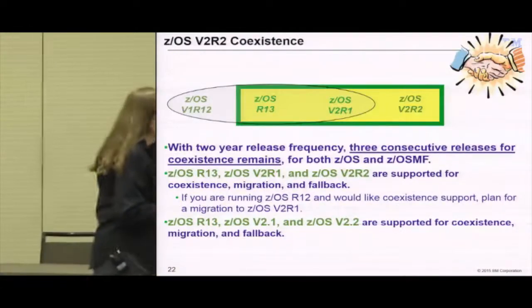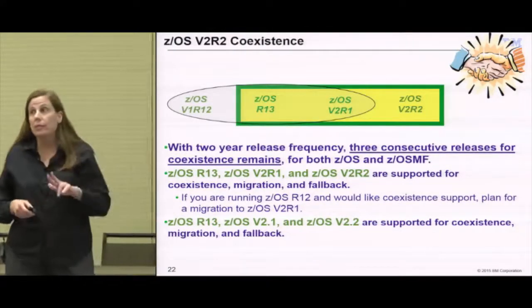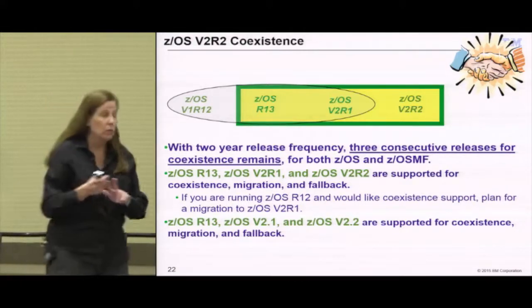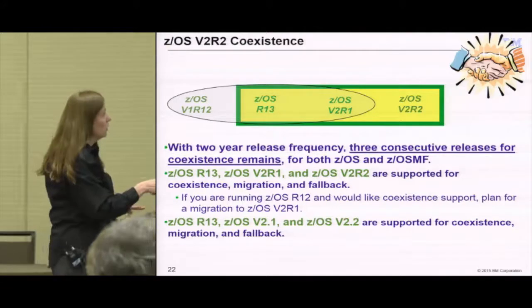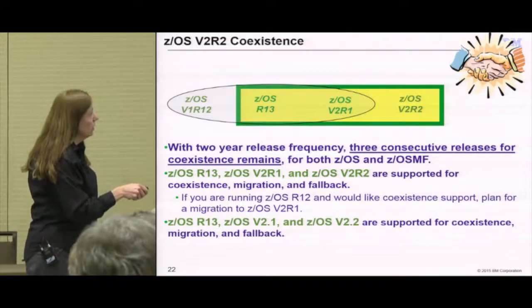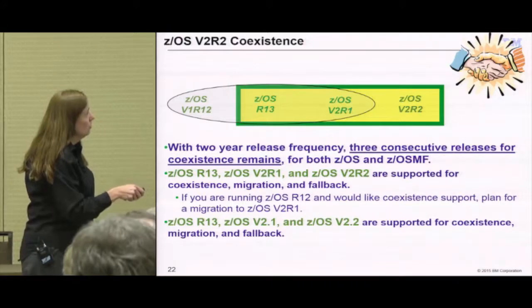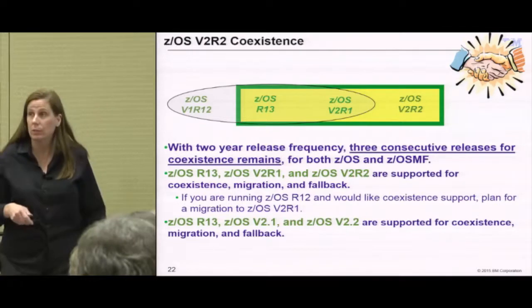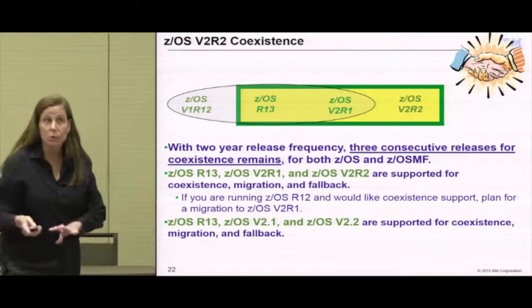Okay. For coexistence, no new news here. 3 consecutive releases are going to be supported for coexistence, migration and fallback with z/OS 2.2. So the 3 releases you can have are 13, 2.1, and 2.2. Okay, if you're on 12, I didn't see anybody on 12, but 12 just had 3 releases as well. But 12 won't stretch to 2.2.